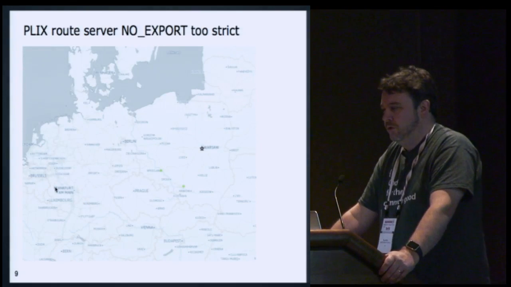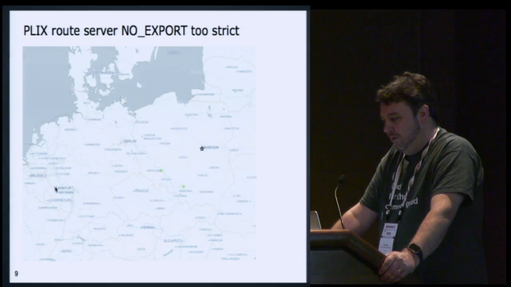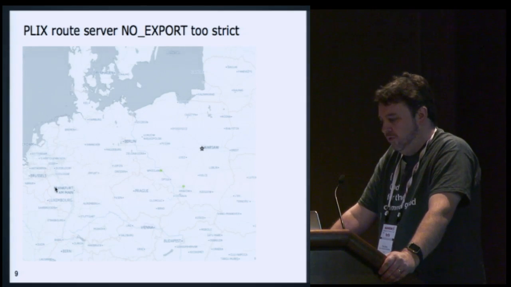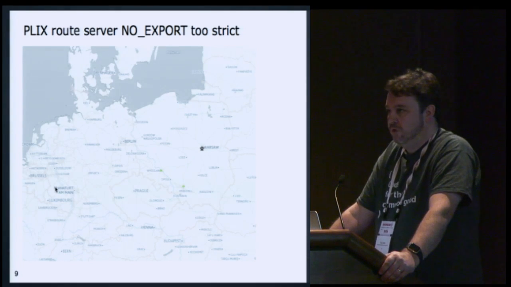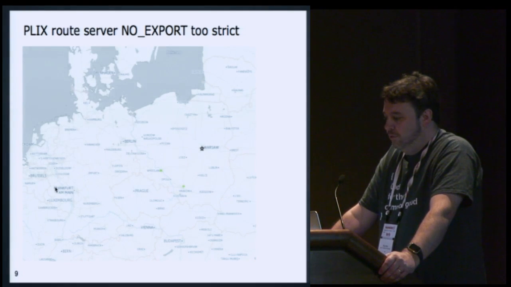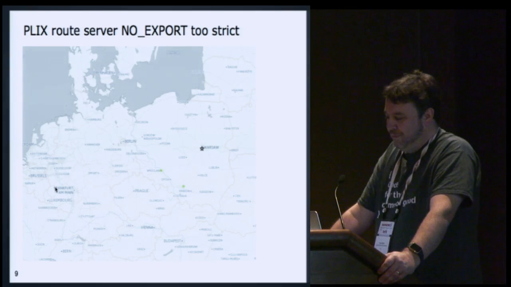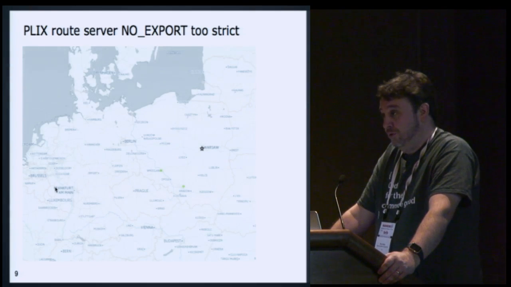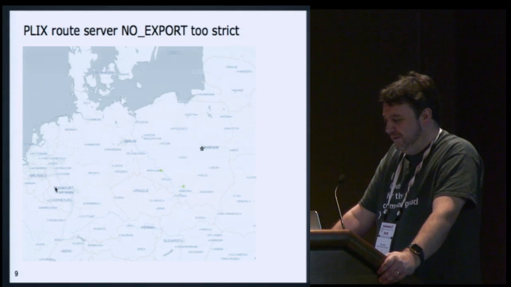Conversely, no export can also work against you if people do the wrong thing with it. The Polish IX appear to have a misconfiguration where everybody uses multilateral peering via a root server, and the root server itself was honouring our no export community. So, unsurprisingly, none of the other peers on that multilateral peering system could see our routes. I'm not sure how this one got fixed, but it did get fixed.